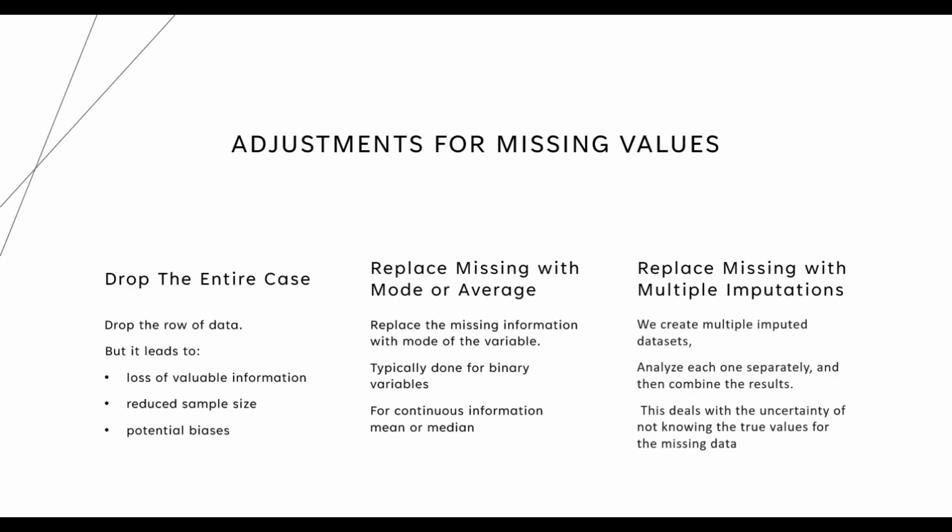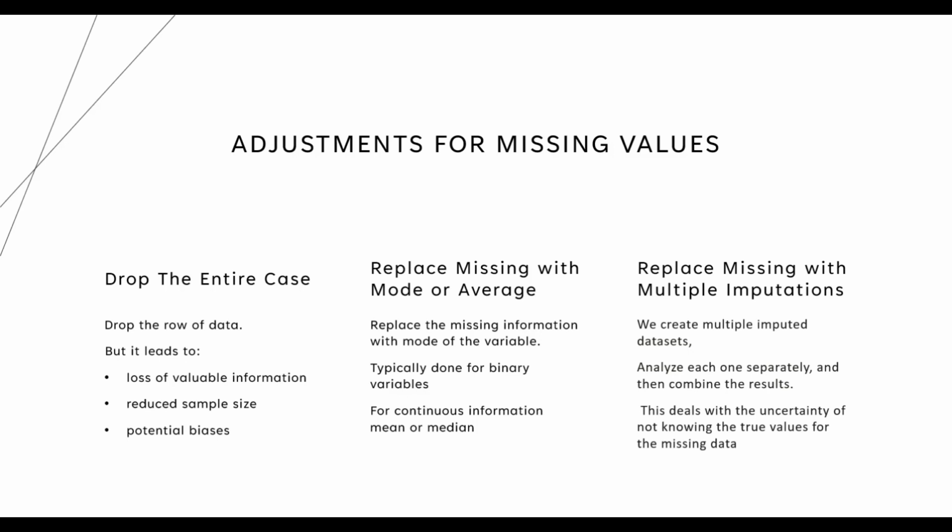Third, and the most robust method used, could be multiple imputations. In replacing missing values with multiple imputations, what we do is create multiple data sets, analyze each one separately, and then combine the results. This deals with the uncertainty of not knowing the true value for the missing data. Basically, we take the original dataset with missing values and create multiple copies of it. For each copy, we fill the missing values with possible ranges of values.